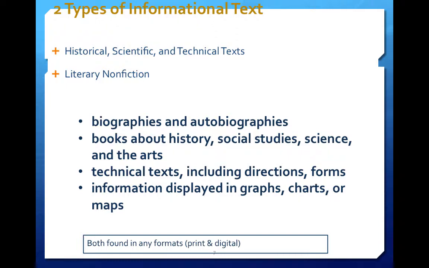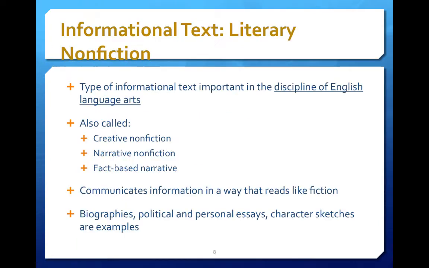And when we think about informational text, because your text set sources do need to be informational, you can think about them in 2 different ways: historical, scientific, and technical text, and literary nonfiction. And so literary nonfiction are things like biographies and autobiographies. Those historical, scientific, and technical texts are books about history, social studies, science, the arts, graphs, forms, charts, maps, directions, and these can be either print or digital.